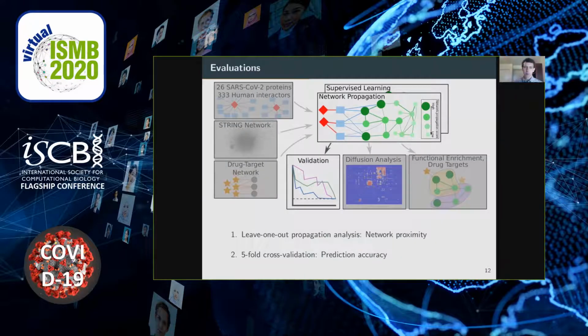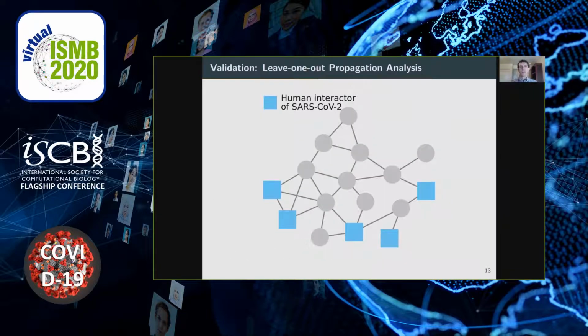To test if network propagation was a reasonable mechanism for predicting human interactors of SARS-CoV-2, we performed a leave-one-out propagation analysis to measure the proximity of the human interactors in the network, as well as cross-validation to gauge our prediction accuracy. In the first validation, we're trying to see if the human proteins that interact with SARS-CoV-2 are closer to each other in the network than we'd expect by chance.